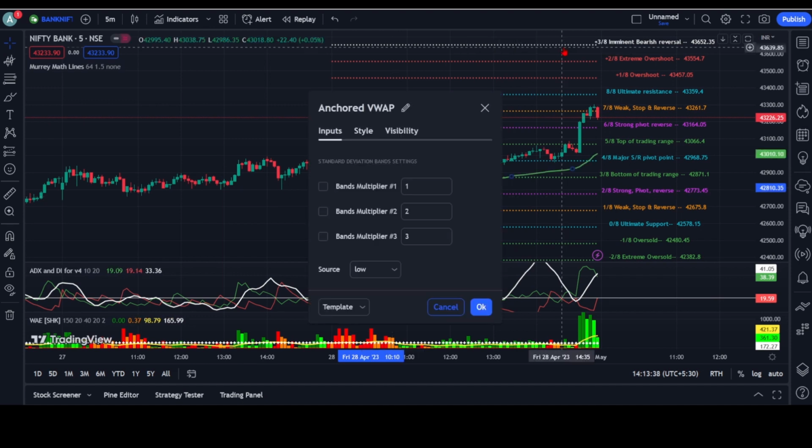Now we go to Tools and select the last option, Anchor VWAP, and place it on the current day's lows. Changing parameters to low. This Anchor VWAP will help you to manage your stop loss. If we are taking a long trade, then our stop loss will be a candle opening below Anchor VWAP or below the current day's lows if price is nearby.